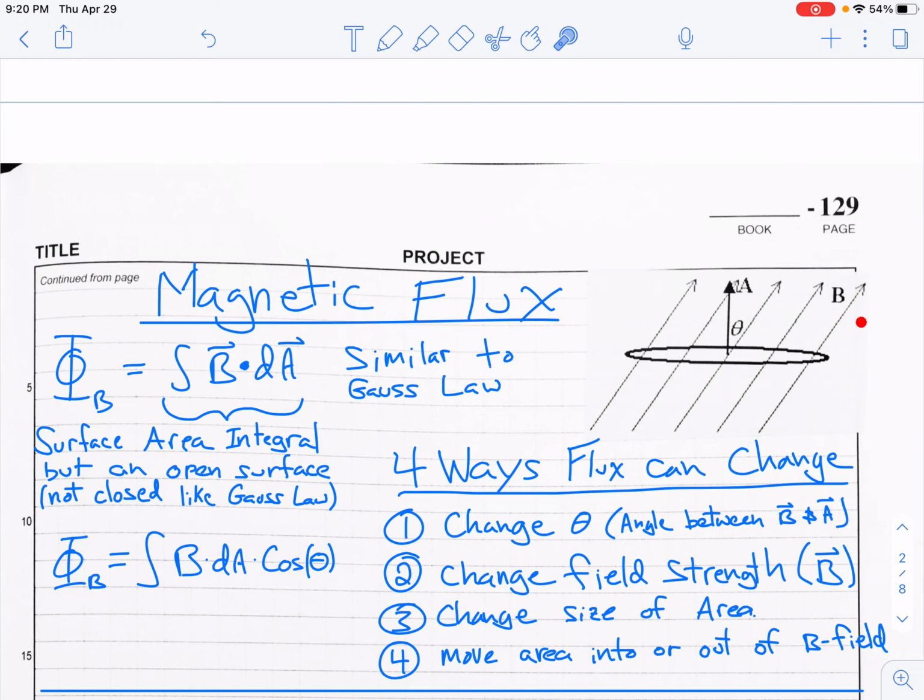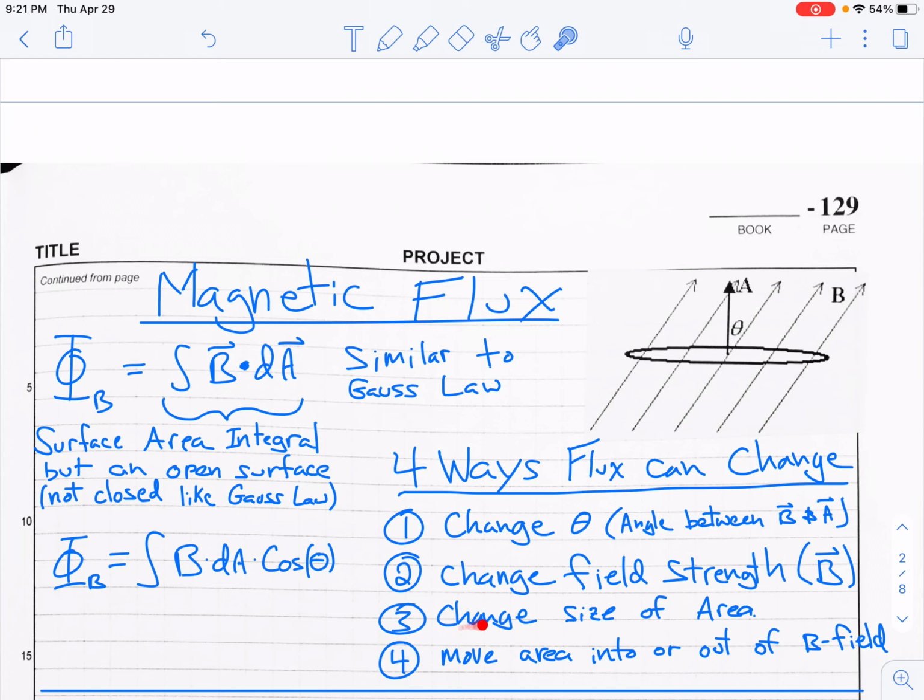So there's 4 ways that you could change the flux here. You can change theta, which is the angle between B and A. And remember, A is perpendicular to the area itself. So if theta is 0, the flux gets maximized. If theta is 90, no flux. Another way that you could change the amount of flux is to change the magnetic field strength. You could put more B field lines through here, or you could get rid of some of these and have less. That would change the flux.